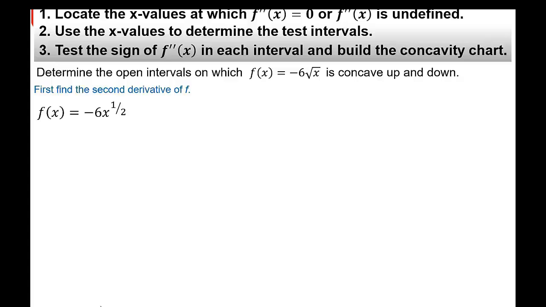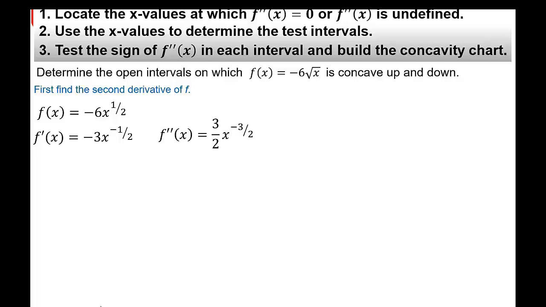So we have the function. We want to rewrite that function. Instead of the square root of x, we're going to write it as x to the 1/2 power. The derivative would be 1/2 times minus 6, which is minus 3, and then subtract 1 from 1/2, and you get x to the minus 1/2. The derivative again, to get the second derivative, would be minus 1/2 times minus 3, making a positive 3/2. Subtract 1 from minus 1/2, and get minus 3/2.